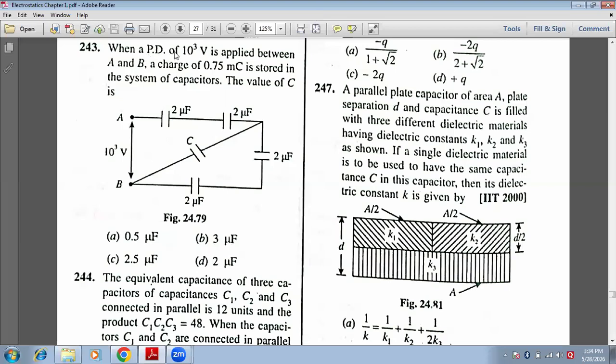When a potential difference of 10^3 volt is applied between A and B, a charge of 0.75 millicoulomb is stored in the system of capacitors. The value of C is: option A, 0.5 microfarad; option B, 3 microfarad; option C, 2.5 microfarad; option D, 2 microfarad. Correct answer: option D, 2 microfarad.